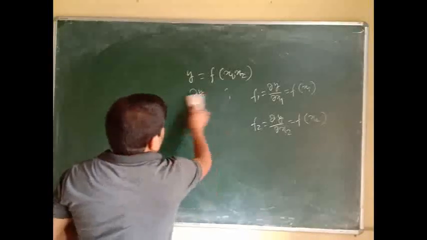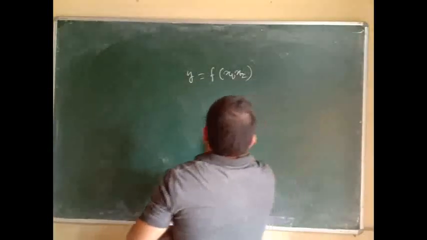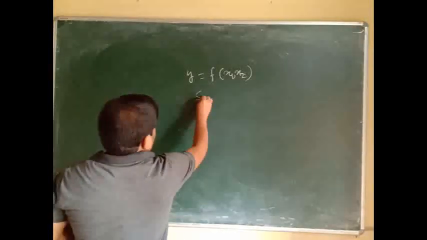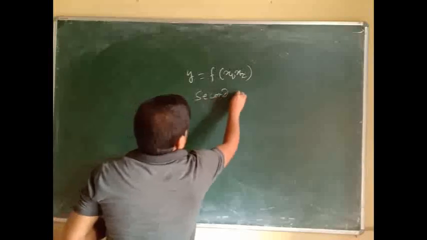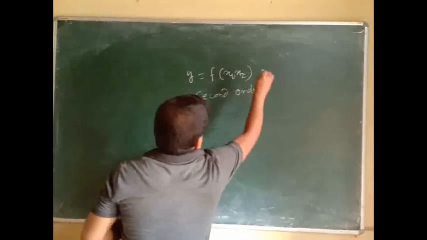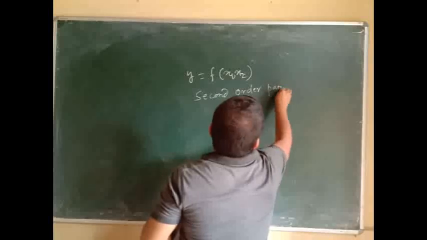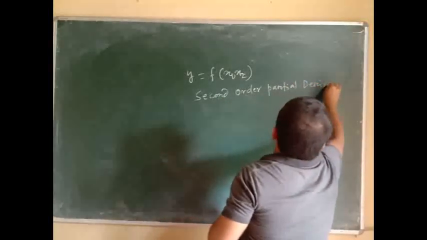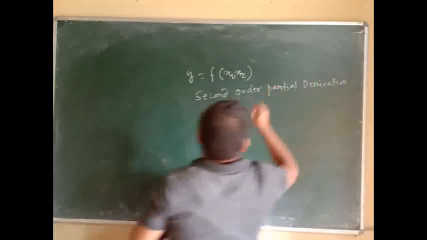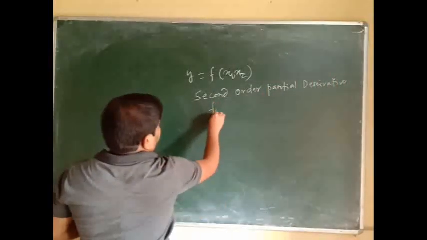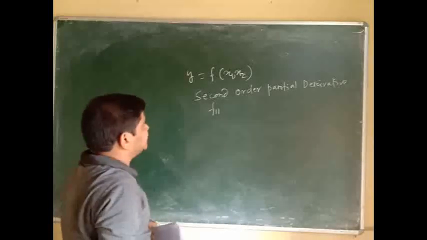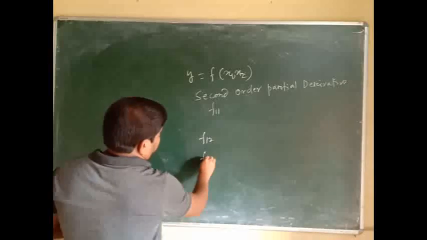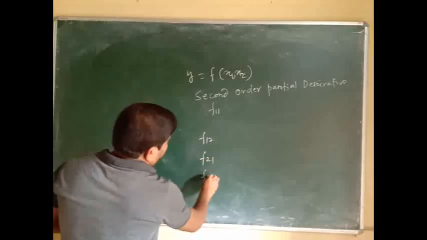So when you are trying to find out the second order partial derivative, it is given by f11. So what does it mean, f11 or f12 or f21 or f22?